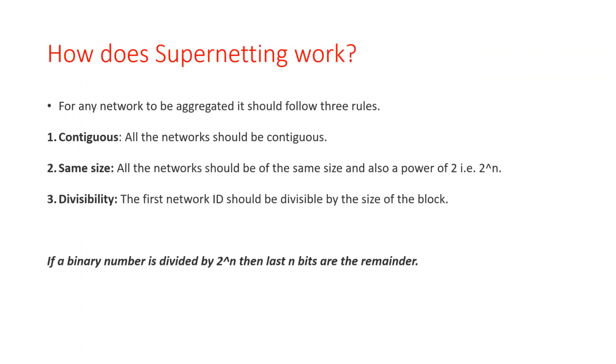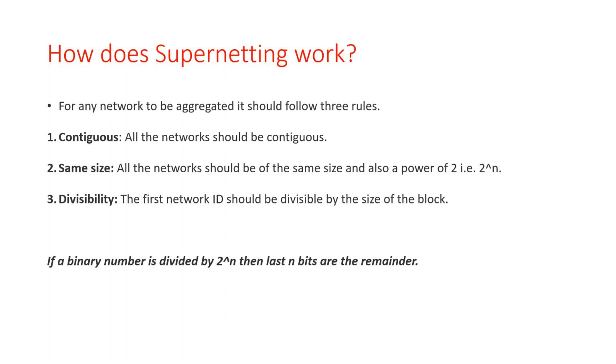So how does supernetting work? All the networks are not suitable for aggregation, or all the networks are not suitable for supernetting. There are some rules according to which the networks can be aggregated. For any network to be aggregated, it should follow three rules. The first rule is contiguous. All the networks should be contiguous. Then the second is the same size.